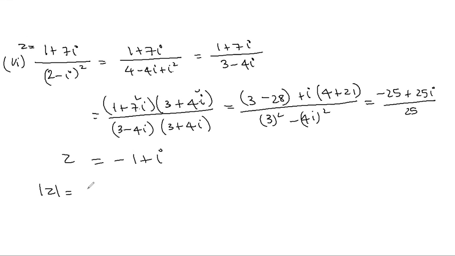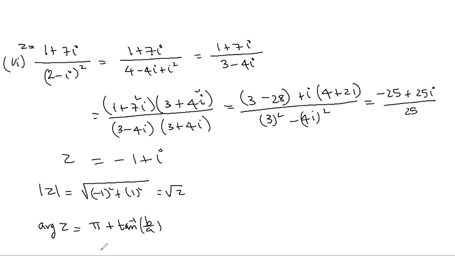So modulus of z is root of minus 1 square plus 1 square, which is root 2. Correct now? Argument of z: it is in the second quadrant, so pi plus tan inverse b by a. That is pi plus tan inverse of minus 1, so pi minus pi by 4, which is 3 pi by 4.